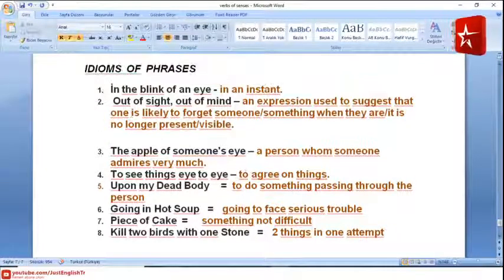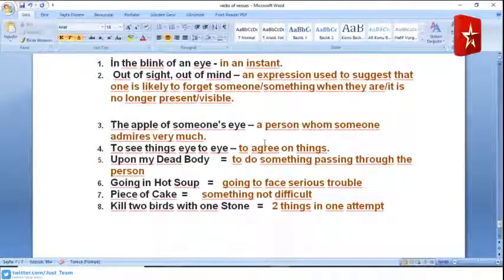Let's go to number 3. We got here the apple of someone's eye. Now when you say the apple of someone's eye, what do you mean by that? Students, tell me now. Guys, we are on number 3. The apple of someone's eye, and I've given you the meaning there: a person whom someone admires very much. A person whom someone admires very much is the idiom phrase called the apple of someone's eye. Alright, students? Great.